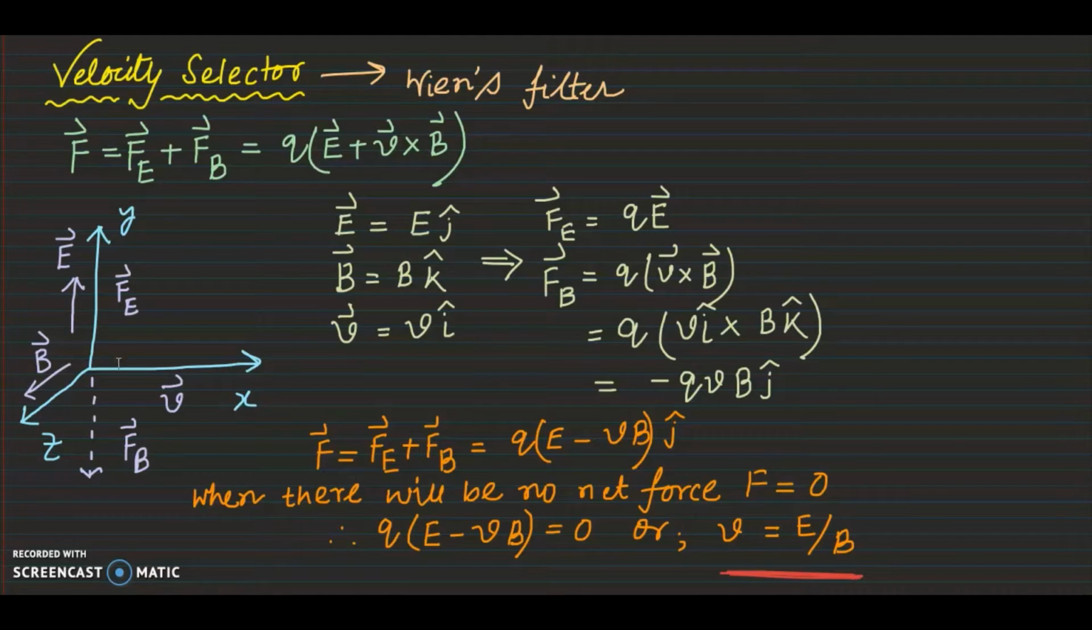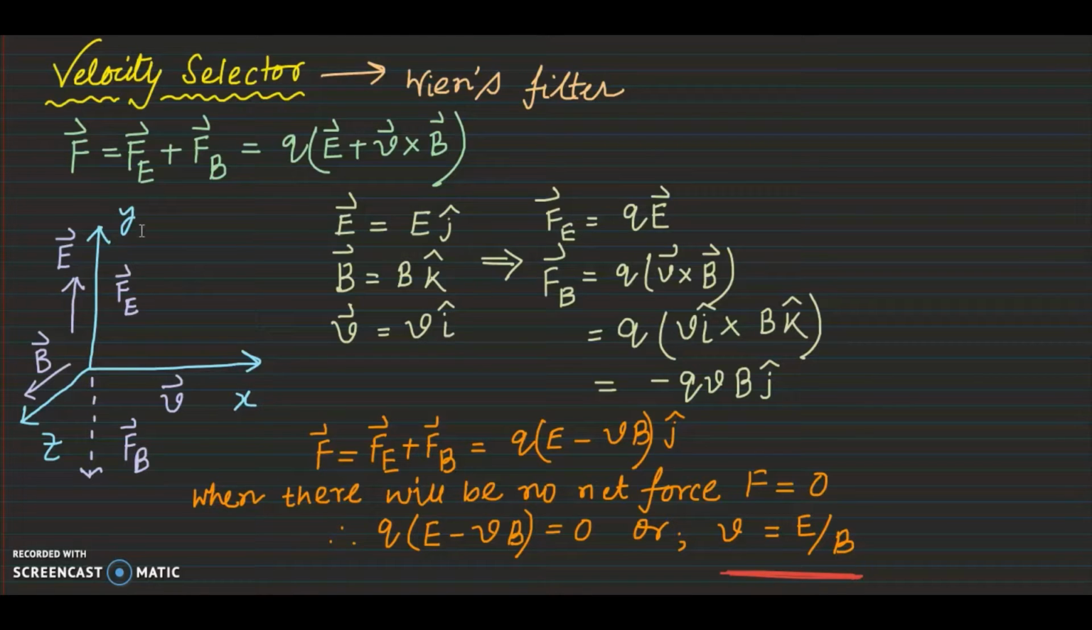So we can see from this diagram, suppose I am taking the velocity of the charged particle along the x direction, the electric field acting along the y direction and the magnetic field acting along the z direction. So the E vector is equal to E times j cap, B vector is equal to B times k cap, and V vector, the velocity of the charged particle, is equal to v times i cap, where i, j, k are the unit vectors along the x, y and the z axis.